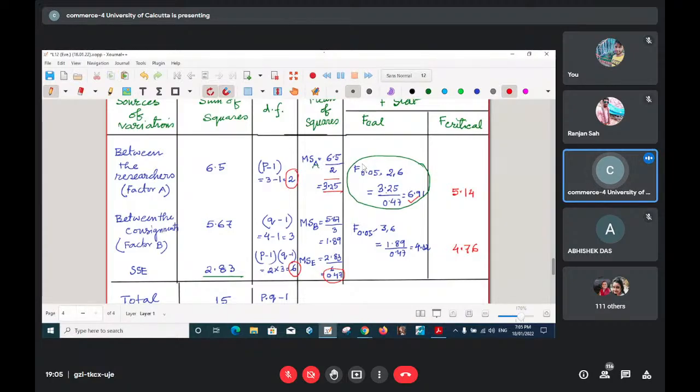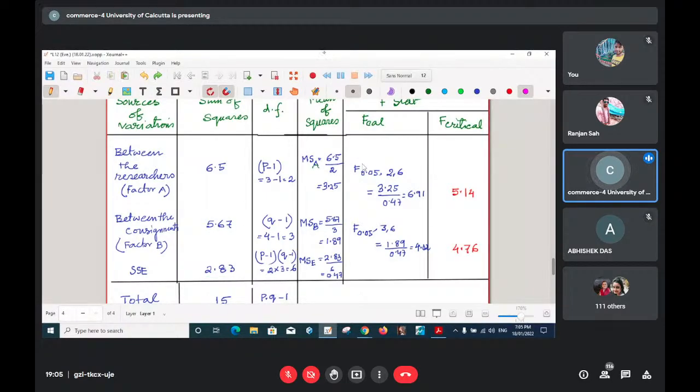Now the F statistic for factor B, at 5% level of significance with 3,6 degrees of freedom. Why 3,6? Because 3 is the degrees of freedom for the consignment wise sum of squares and 6 is the error's degrees of freedom. So I've taken 1.89 divided by 0.47. I've got 4.02. I hope you can understand it clearly.